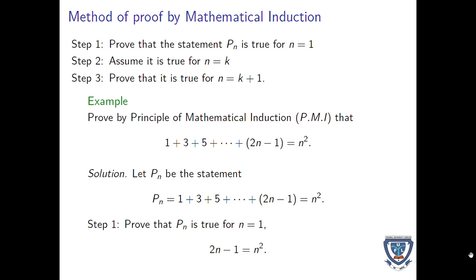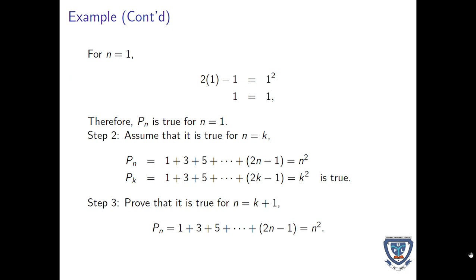Let's take one example. You prove by the principle of mathematical induction that 1 plus 3 plus 5 plus dot dot dot is equal to n squared. How do you use the principle of mathematical induction to prove this statement? It's very simple. The first is you identify your Pn, then you substitute n equal to 1. And when you do that, you see that the left hand side will be equal to the right hand side, which is a fact. Then you move to step 2, which says that assume that it is true for n equal to k. So anywhere I have n, I'm going to replace it with k.